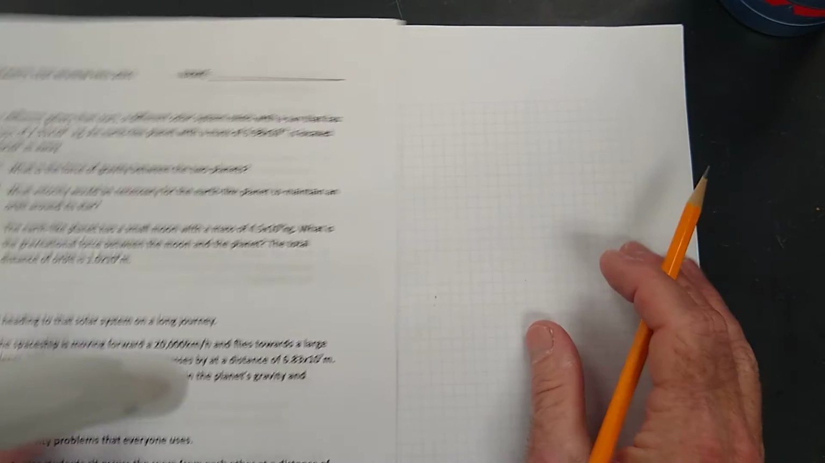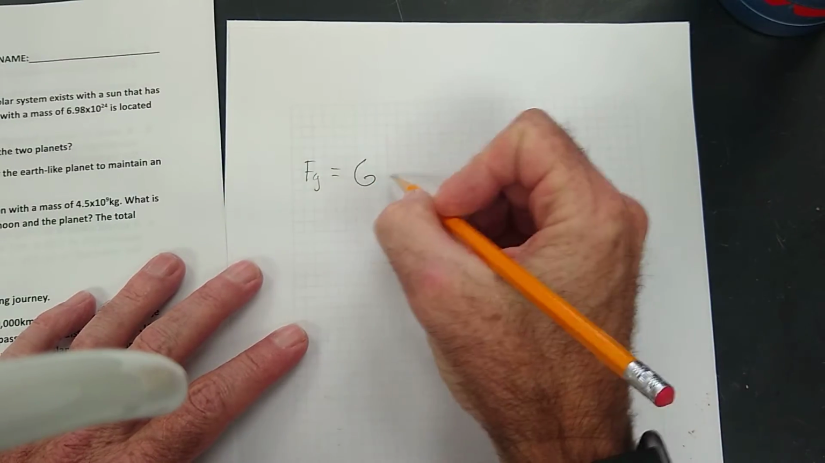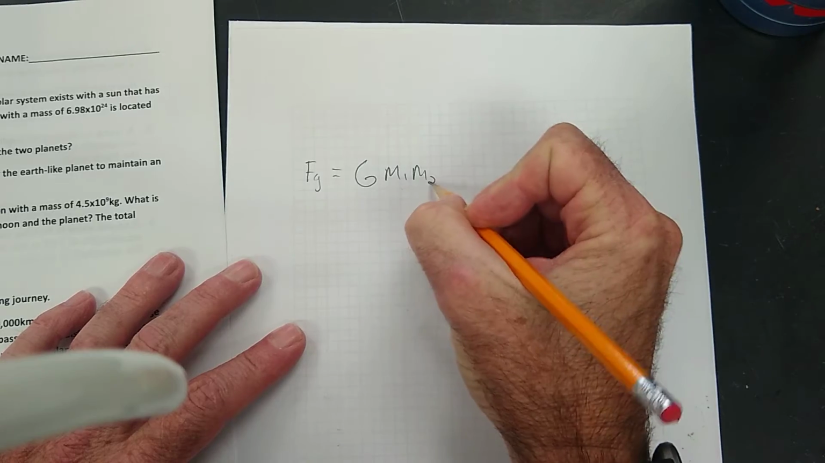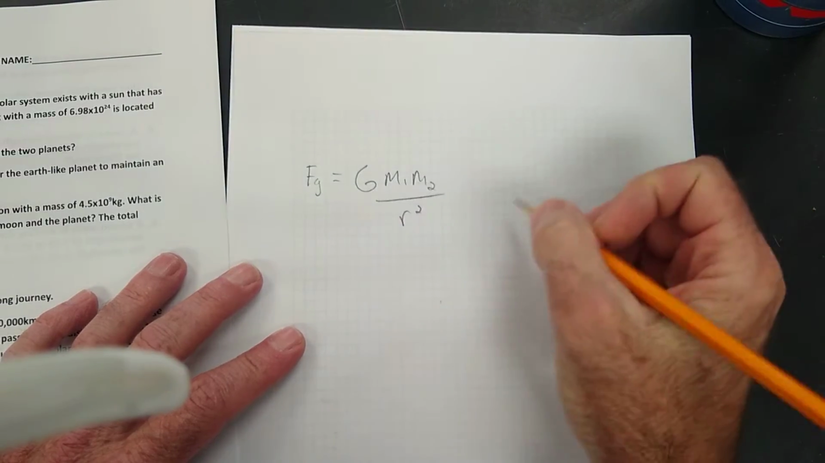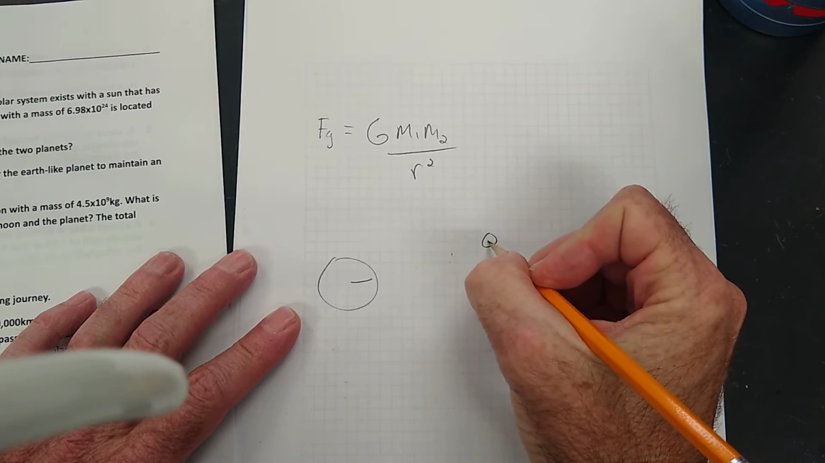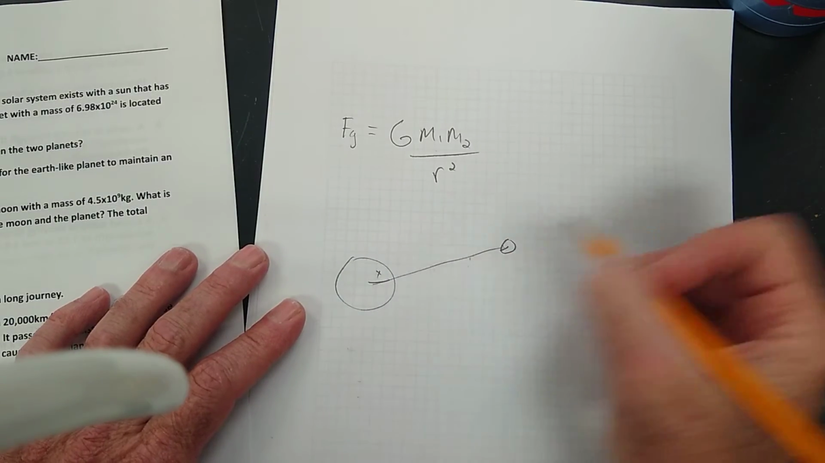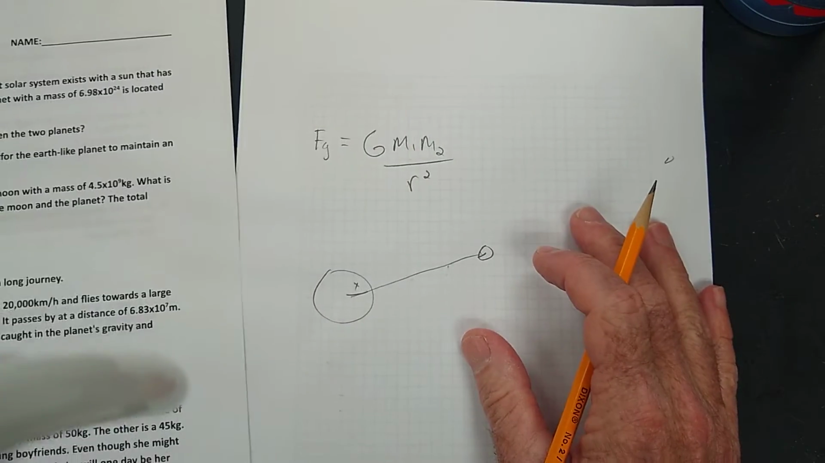In a different galaxy than ours, a different solar system exists with a sun that has a mass of this and an Earth-like planet with a mass of this that's this far away. What is the force between the two? Force of gravity is equal to G m1 m2 over r squared. I know you're probably thinking, well, the sun has a radius and the Earth-like planet has a radius. But in this problem, they're so far apart that the radius doesn't even matter. It's like way out here, all right?